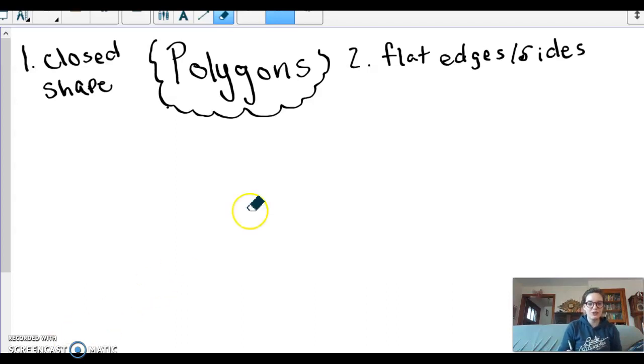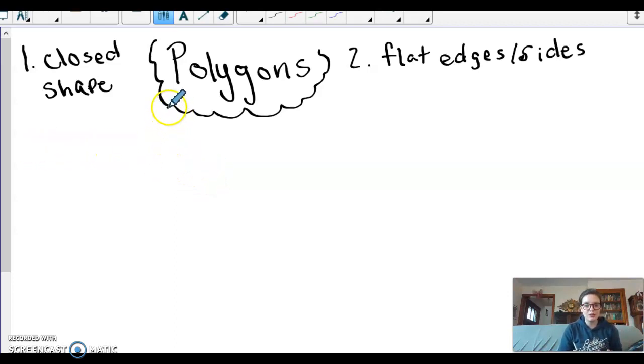So I just put up here that we have our polygons, and remembering that our polygons have to have these two rules. They must be a closed shape, which means our fence must be completely closed, don't want any animals escaping, and that fence must have some flat edges or sides. You can use either term. So I'm going to be using them both. You can use either or.